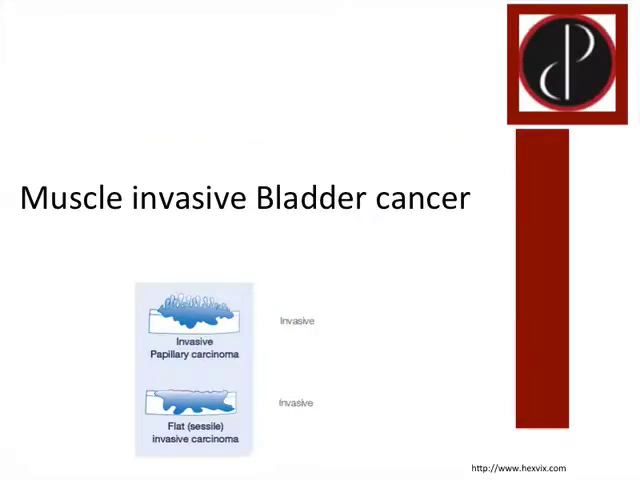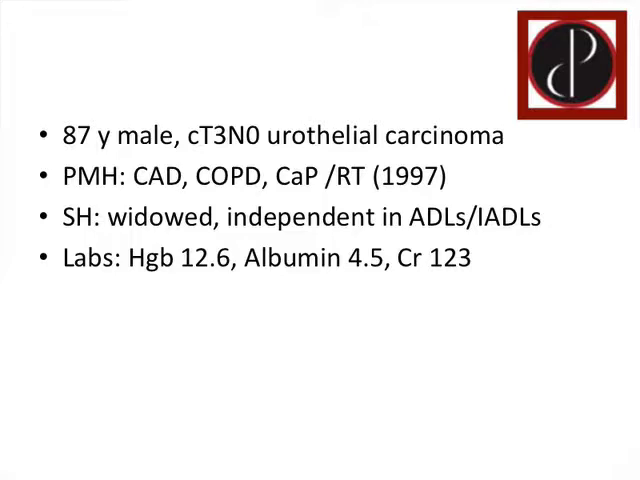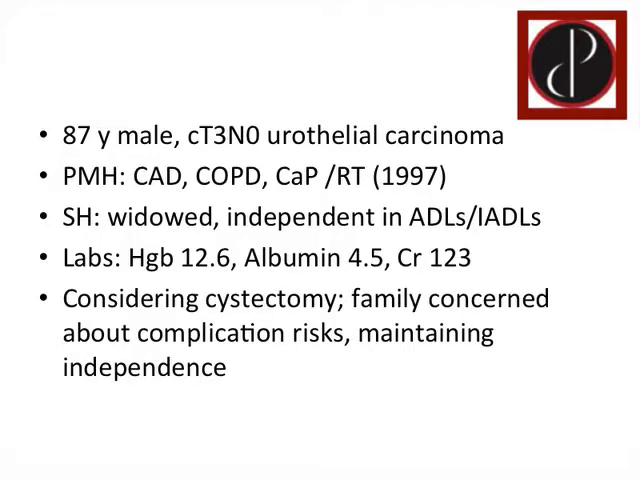What about muscle invasive bladder cancer? So, an 87-year-old male, stage 3, past medical history of CAD, COPD, prostate cancer, radiotherapy. He is widowed, independent in ADL and IADL. Hemoglobin 12.6, albumin is 4.5, creatinine 123. You are considering radical cystectomy for him, but the family is concerned about complication risks, maintaining independence, and you might think about other considerations.